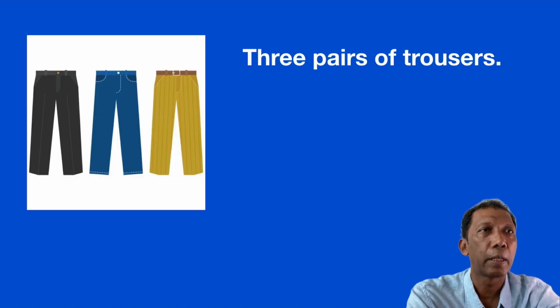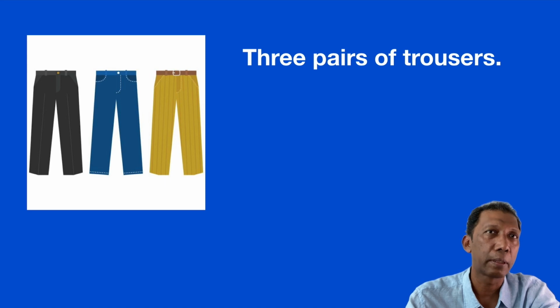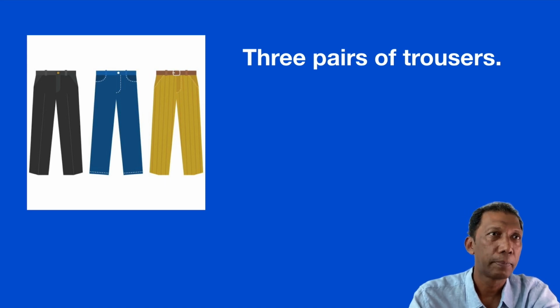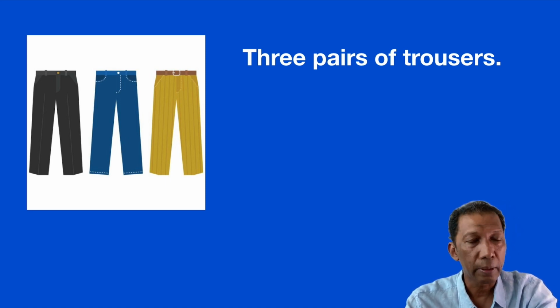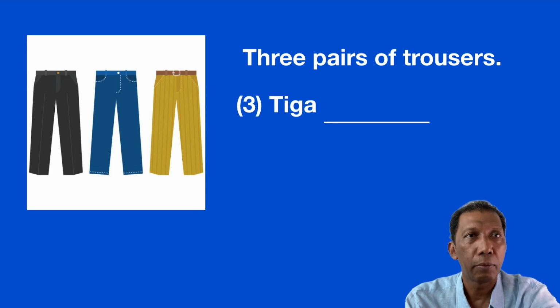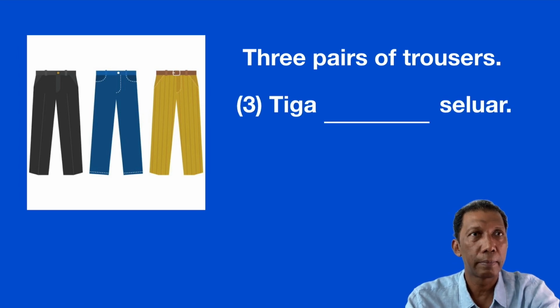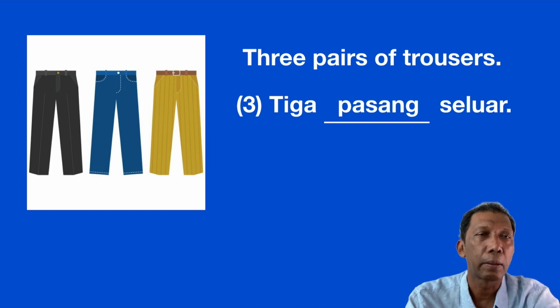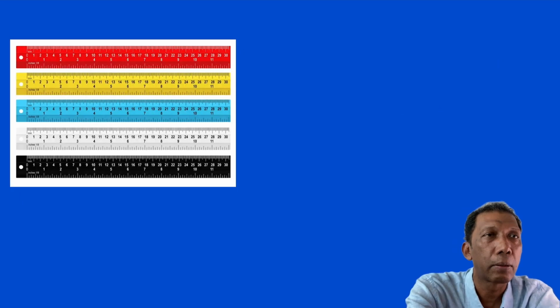Okay, let's get on. How about this one? 3 pairs of trousers. 1, 2, 3. 3 pairs of trousers. And then it would be 3 pasang seluar. Correct. Yes, 3 pasang seluar. Right? If you answer 3 pasang seluar, you are correct. Let's get on to the other one.